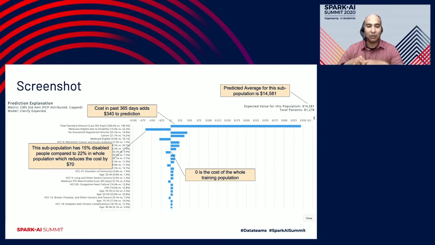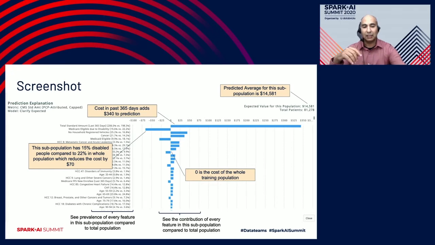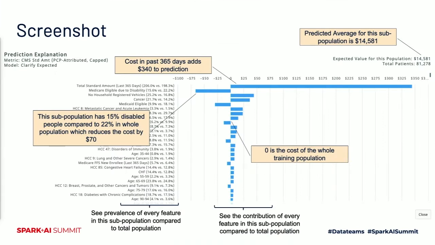Similarly, if you look at the next row, it's talking about the percentage of patients in this subpopulation that are eligible for Medicare. You can see that it's a smaller percentage, 19% compared to the whole population of 22%. What that does is reduce your average inpatient cost by almost $70. Again, you can go down here and see the contribution of every single feature and how that feature is different from the whole population. That's showing up on the left-hand side. And the right-hand side, those bars are showing the contribution of all of these features. If you added up all these bars, you would get to 14,581, which is essentially the predicted cost.